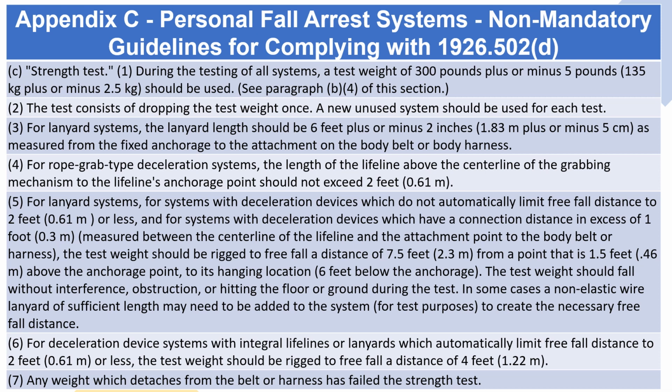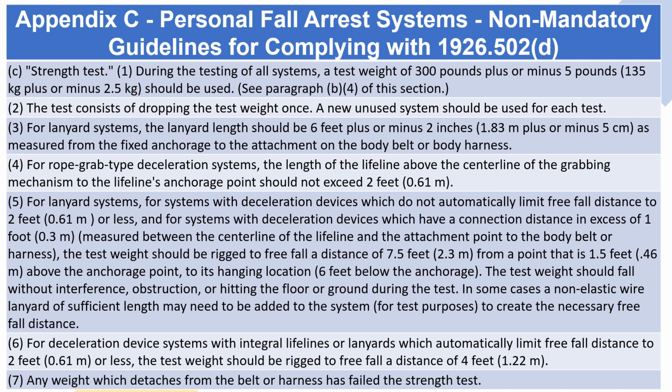4. For rope grab type deceleration systems, the length of the lifeline above the centerline of the grabbing mechanism to the lifeline's anchorage point should not exceed 2 feet (0.61 meters). 5. For lanyard systems, for systems with deceleration devices which do not automatically limit free fall distance to 2 feet (0.61 m) or less, and for systems with deceleration devices which have a connection distance in excess of 1 foot (0.3 m), measured between the centerline of the lifeline and the attachment point to the body belt or harness, the test weight should be rigged to free fall a distance of 7.5 feet (2.3 meters) from a point that is 1.5 feet (0.46 m) above the anchorage point, to its hanging location, 6 feet below the anchorage.